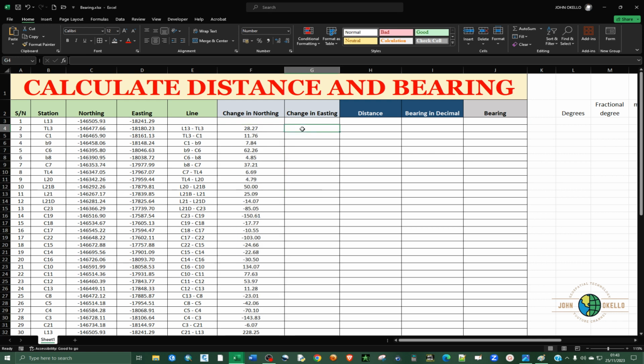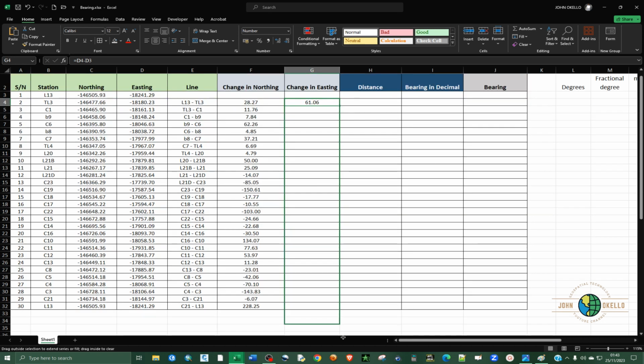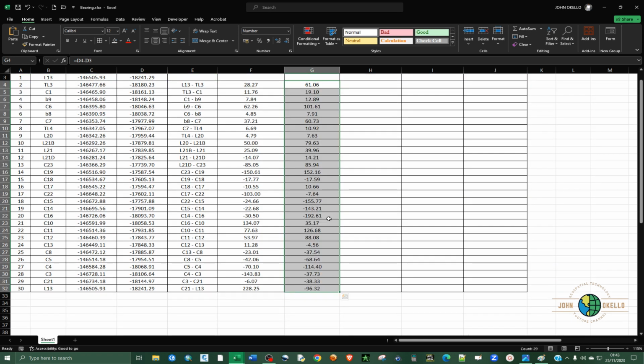The same applies for easting. Equals, we said change in easting is equivalent to easting 2, easting of the second station, minus easting of the first station, that is L13, and enter. Then copy the formula down, just drag down the formula.